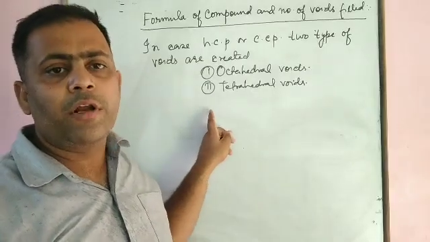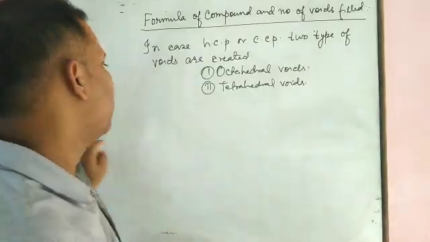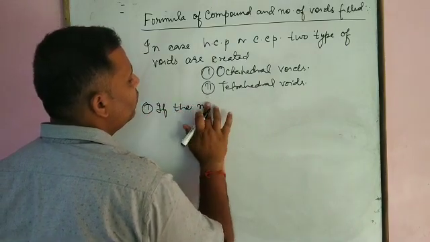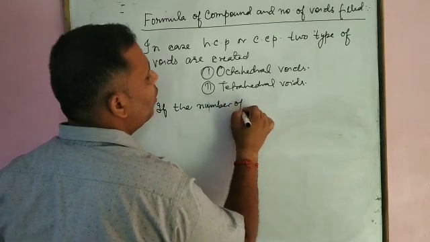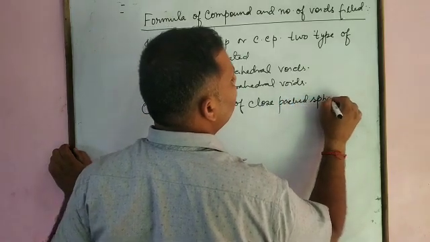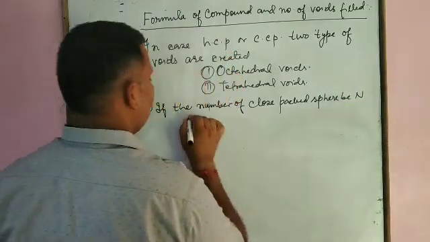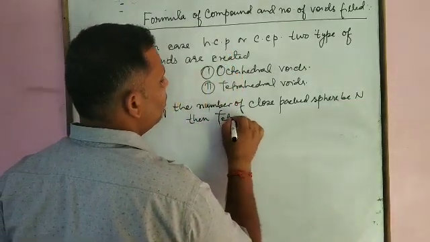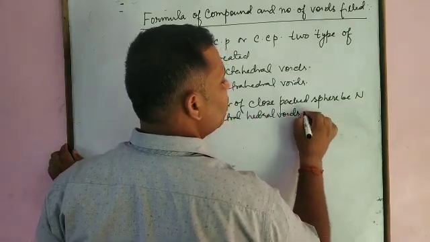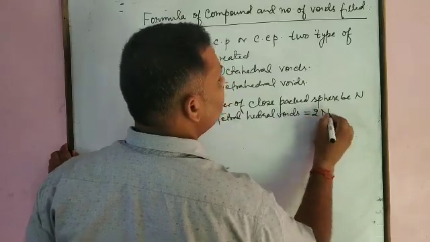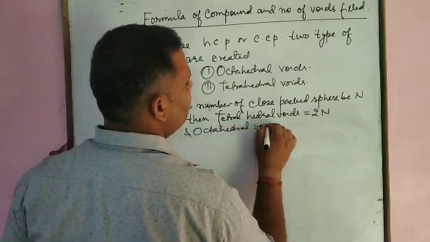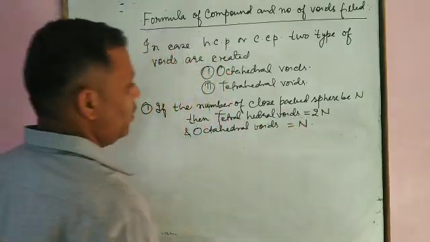We know if the number of close packed spheres be n, then tetrahedral voids equals 2n, and octahedral voids equals n.